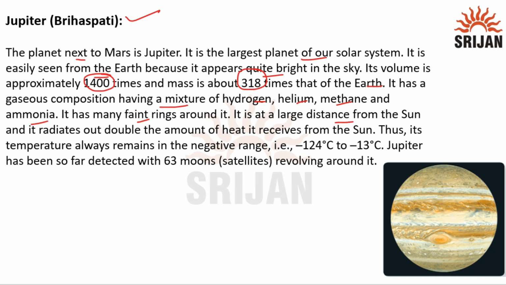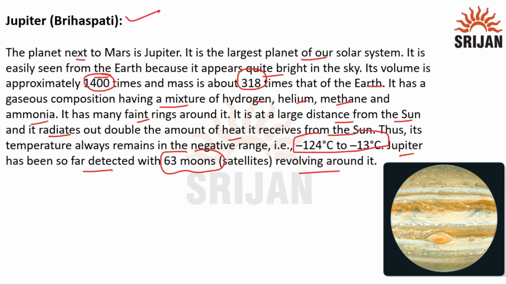It is at a large distance from the Sun and it radiates about double the amount of heat it receives from the Sun. So the temperature is always minus 124 degrees C to minus 13 degrees C. So far, 63 moons, or satellites, have been detected revolving around Jupiter.